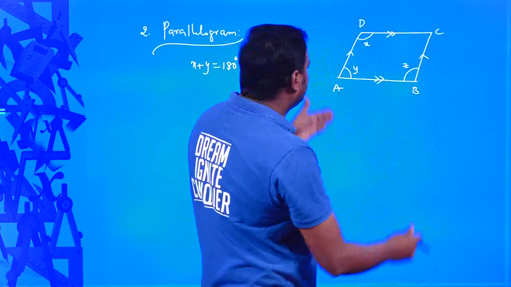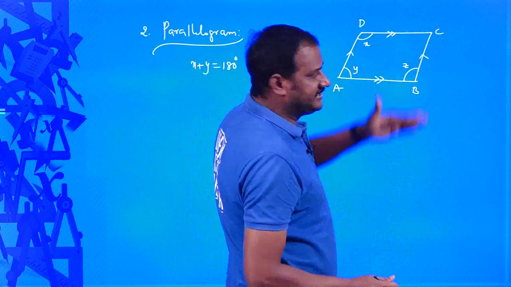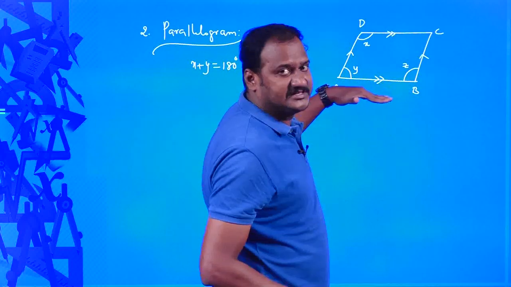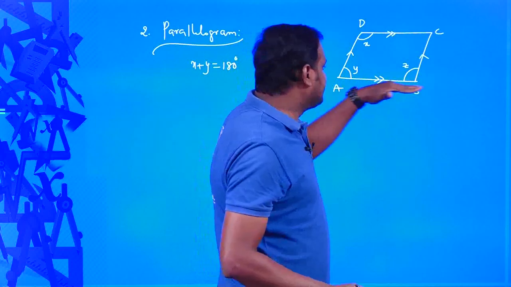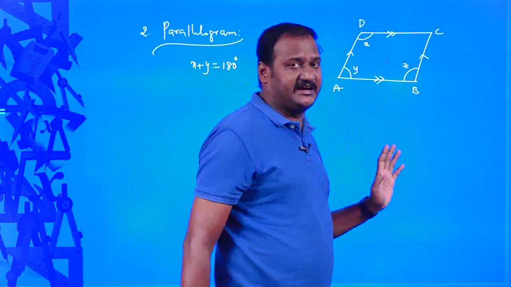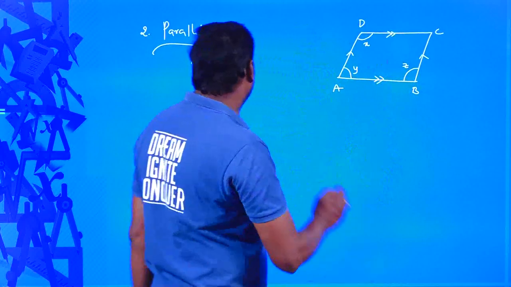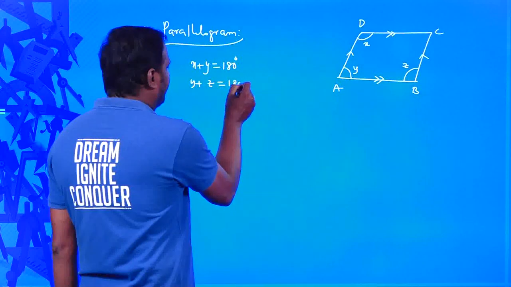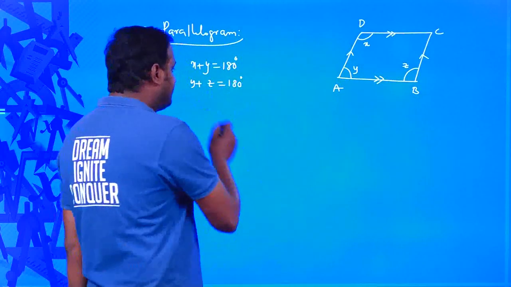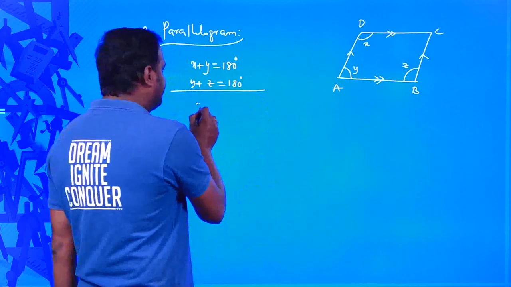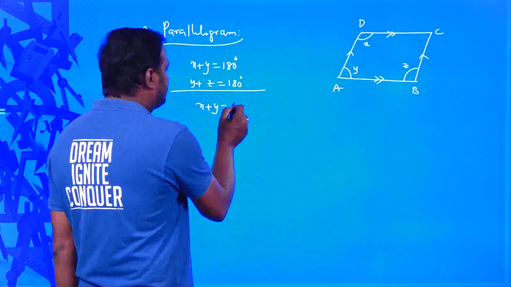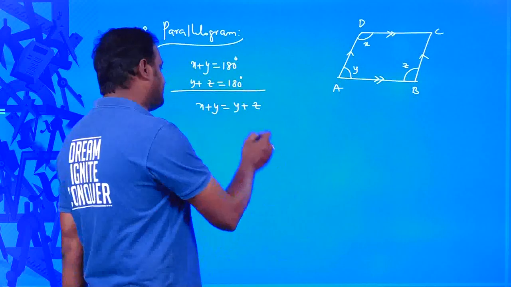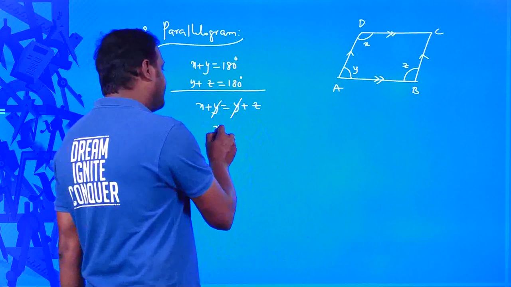Okay? We know that AD is parallel to BC. If AD is parallel to BC, can we call this AB a transversal? Obviously. So, if this is a transversal, can we say that y and z are co-interior angles? Absolutely. So, y plus z is also equal to 180 degrees. From this information, we can say that x plus y is equal to y plus z. If x plus y is equal to y plus z, what can you infer about this?